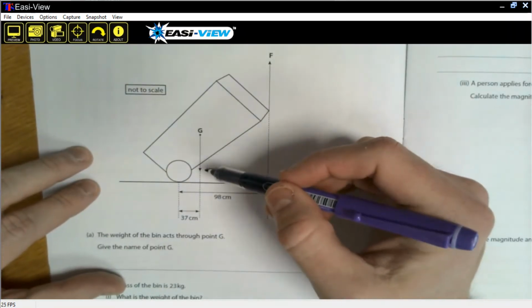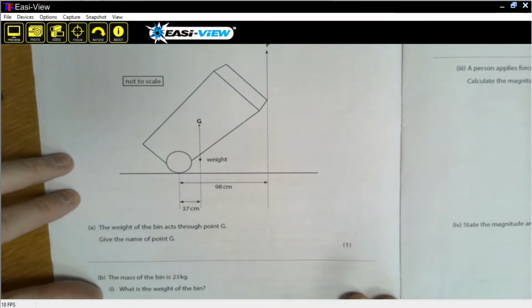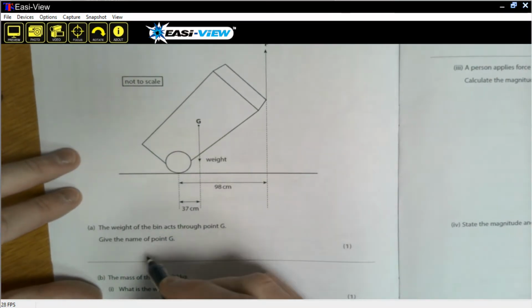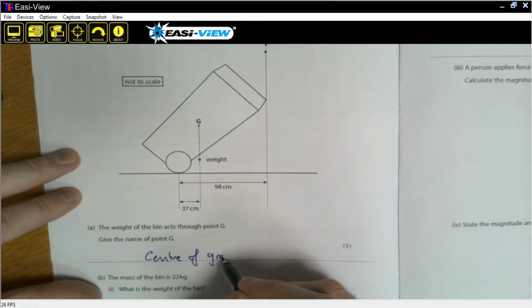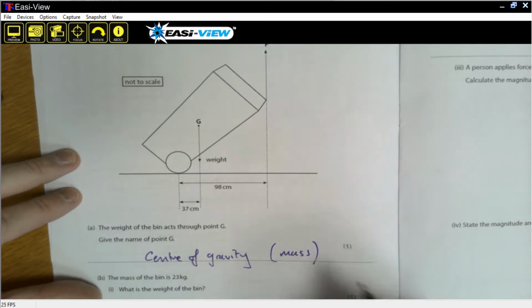So we've got G marked on with the weight acting from there. Because the weight is acting through point G, then this is the centre of gravity. You could have put centre of mass, which would have also got you the mark.